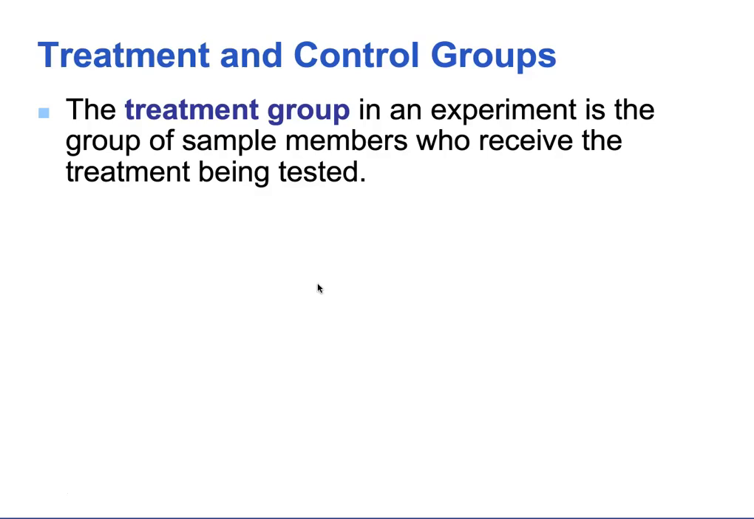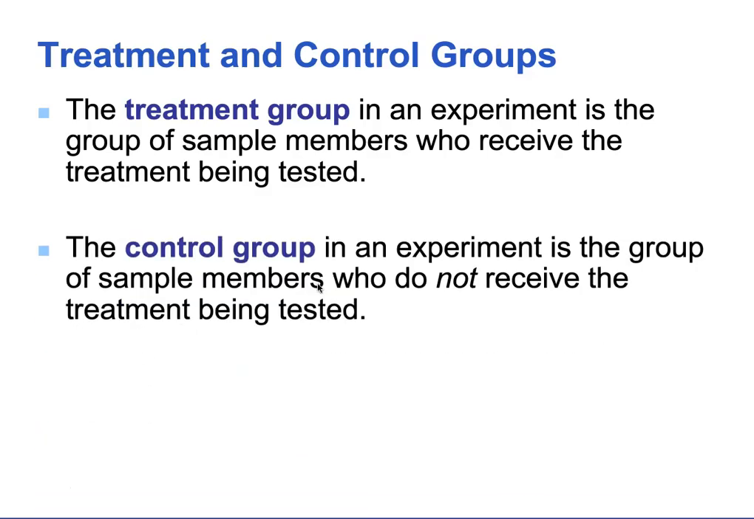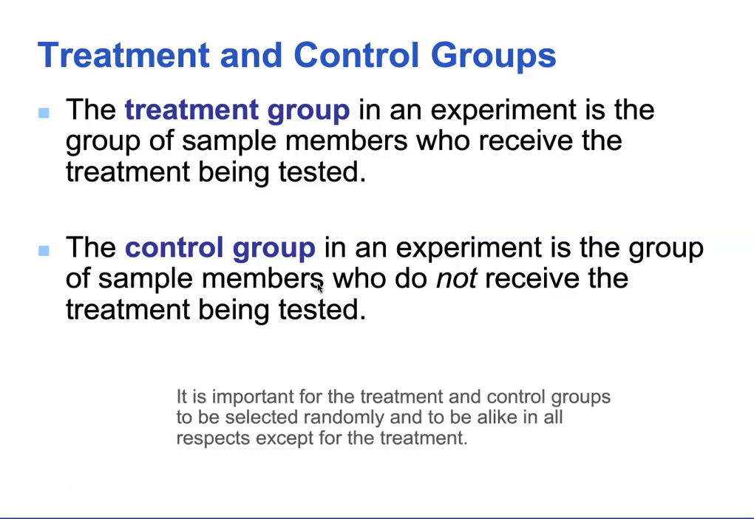So let's say we were going to see if a certain pill helped you sleep better at night. This is the group that you would actually give that drug to see if it helped them. Then you have your control group. Your control group in the experiment is the group of sample members who do not receive the treatment being tested. These are the ones that you're going to compare your treatment group to. You're going to see if their sleep patterns change because of the medication, and the control group will receive nothing, so they will continue with their regular sleep patterns.